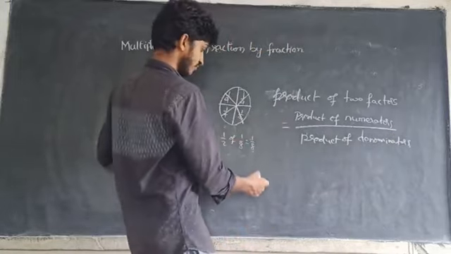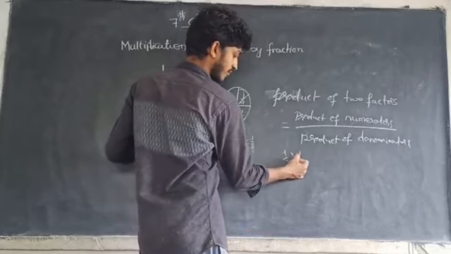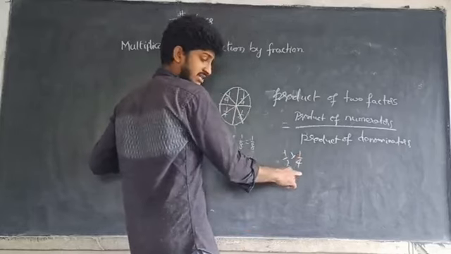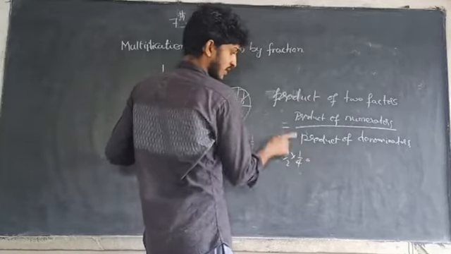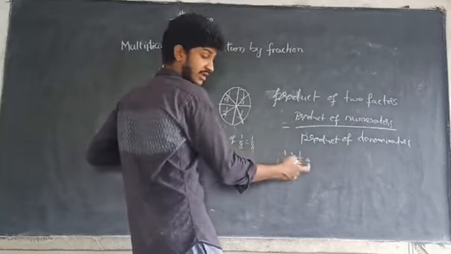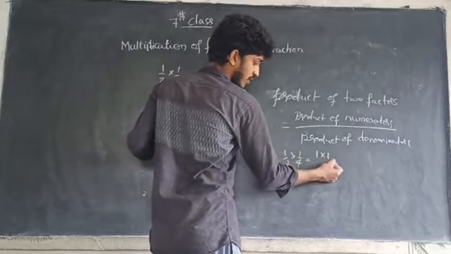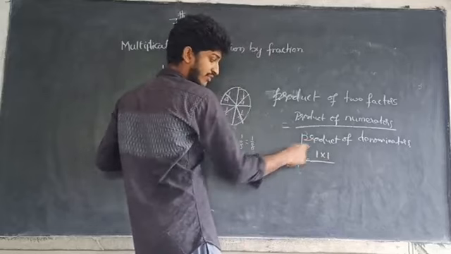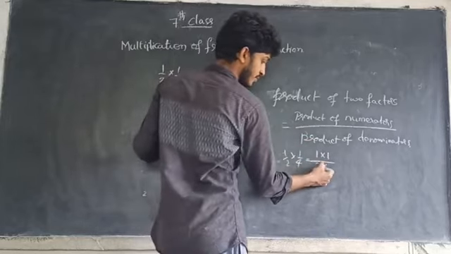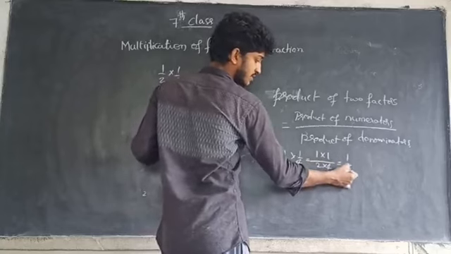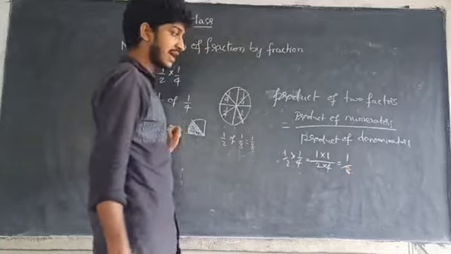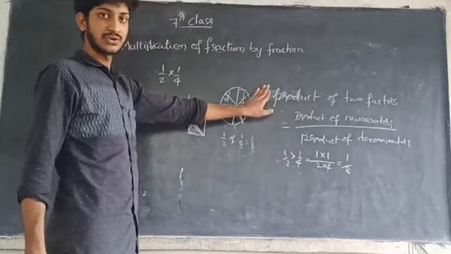So here the first example, 1 by 2 into 1 by 4, is given. It is a fraction and this is also a fraction. Now how to multiply them: take the product of numerators, 1 into 1, divided by the product of denominators, 2 into 4. 1 one is 1 and 2 fours are 8. 1 by 8 is the answer. Like that we have to multiply two fractions.